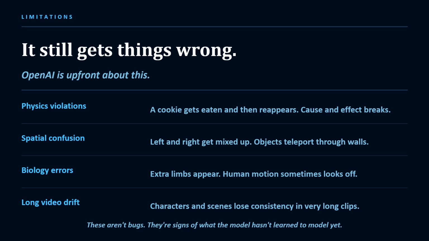Some things go wrong: a cookie gets eaten and then reappears. Left and right get mixed up. Characters drift in very long clips. OpenAI is upfront about these. These aren't bugs, they're signs of what the model hasn't learned to model yet.